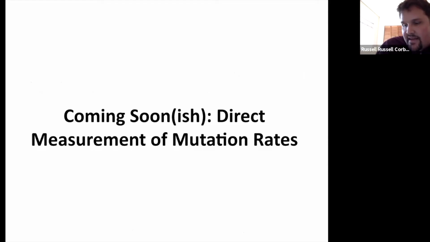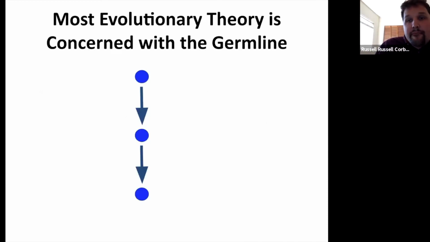I'll just say that this is very much work in progress, but I think it's got a lot of room to run. I think it's a really important theory to take on, and tRNAs are really a cool model to use for it. Most evolutionary theory is concerned with the germline. So we imagine there's this blue cell lineage that dictates the fitness of the entire organism that develops, and it's passed on to its offspring.